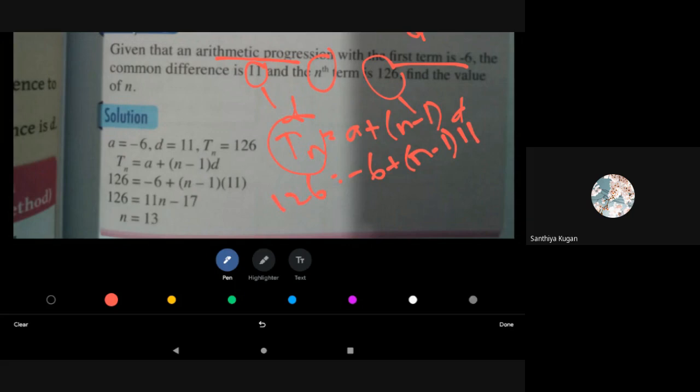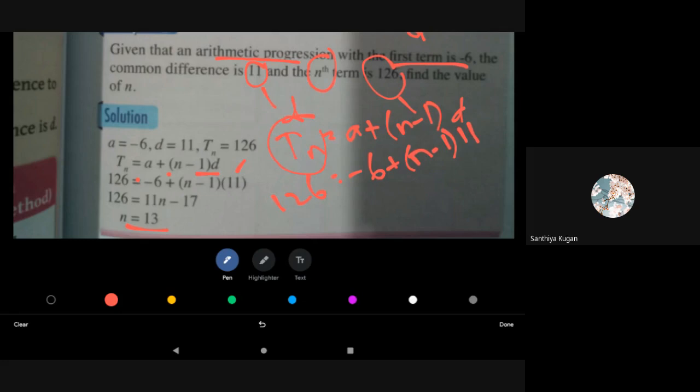So we have 126 equals negative 6 plus n minus 1 times 11. So solve the right hand side, and we use the linear equation. We will get n equals 13. So this is the concept of arithmetic progression. So we want to continue to the sum of the first n terms.